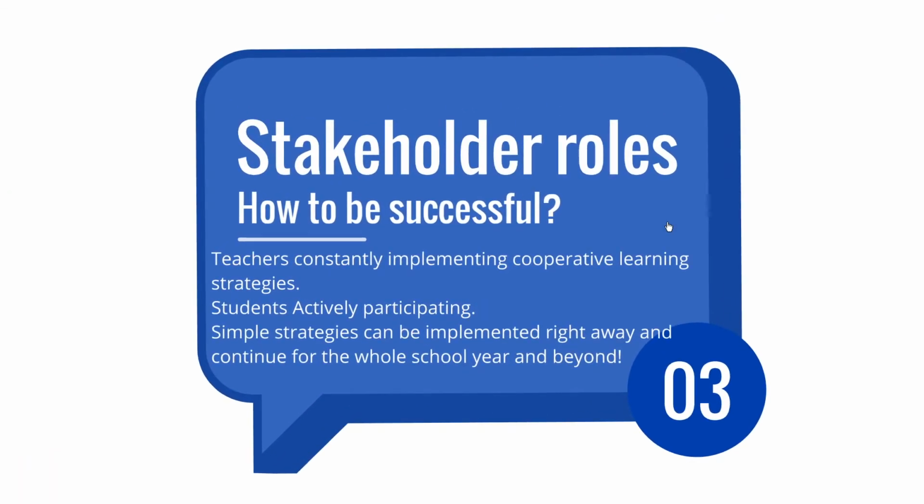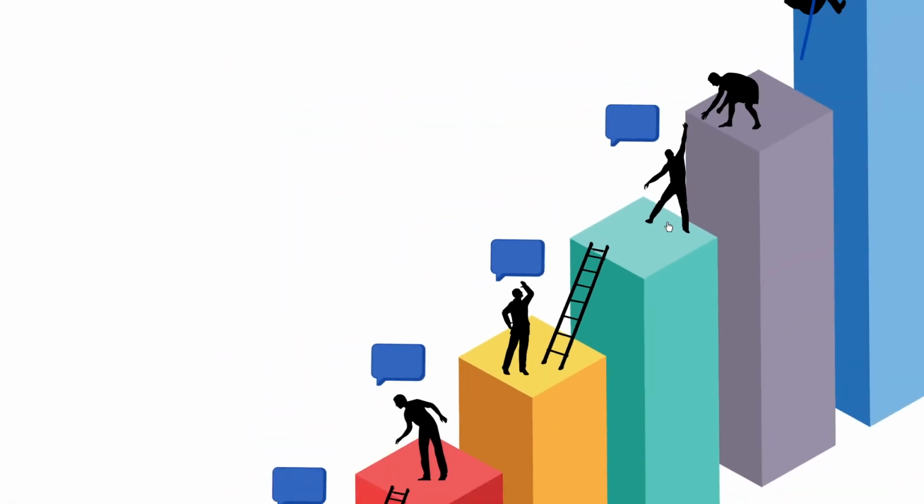So what are the stakeholder roles? For this, it's just the teachers and the students. Teachers are constantly implementing cooperative learning strategies, teaching new ones to students when they feel ready, and students are actively participating. These simple strategies can be implemented right away, and they can continue for the whole school year and even beyond.